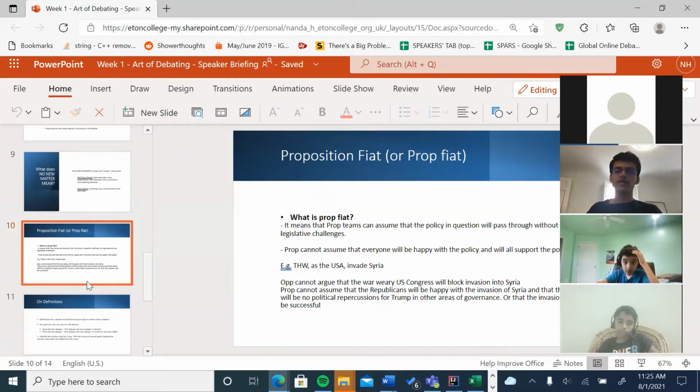However, at the same time, proposition can't assume that everyone will react happily. It's still legitimate for the opposition to say, look, we accept this policy will pass, but we think it'll make certain people very unhappy, and then demonstrate why that might be harmful in turn.